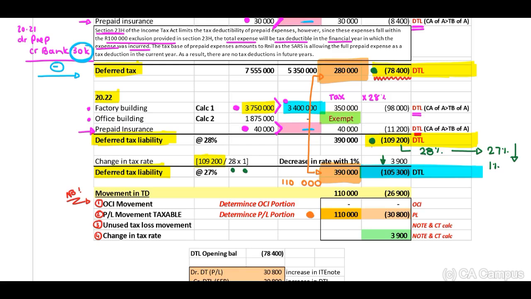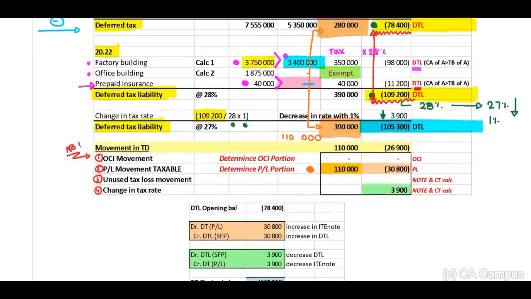Then, there is a movement in our deferred tax liability from 78,400 increase to 109,200. Look at this. There is an increase. If your liability increases, we will credit the liability and debit. Look at our journal. We will credit our liability because this will increase, and debit our deferred tax in our profit and loss. Therefore, a portion of this movement, 30,800, which will be an increase.